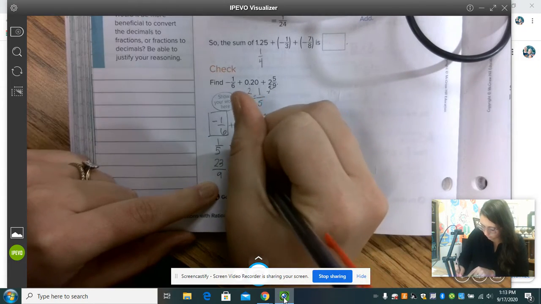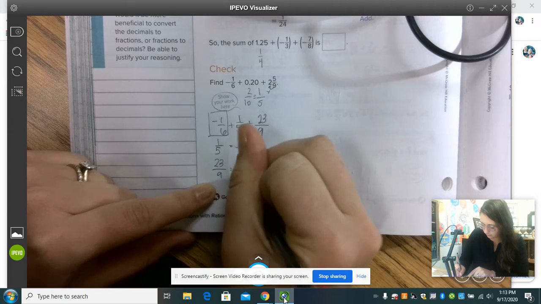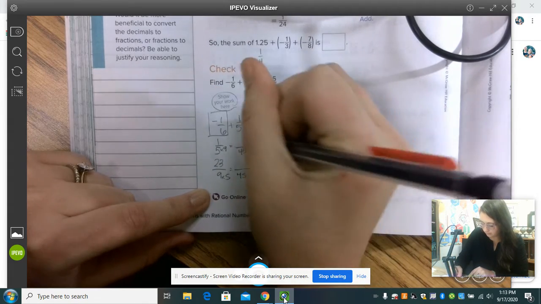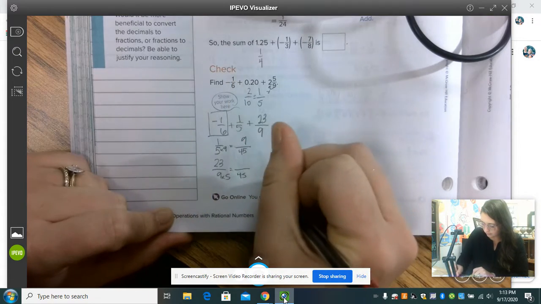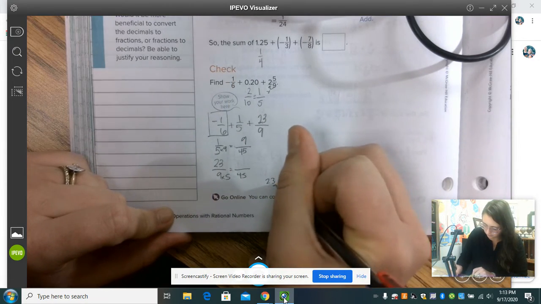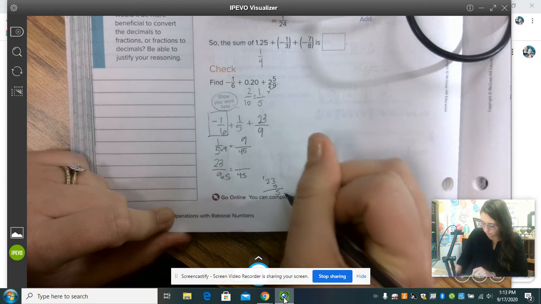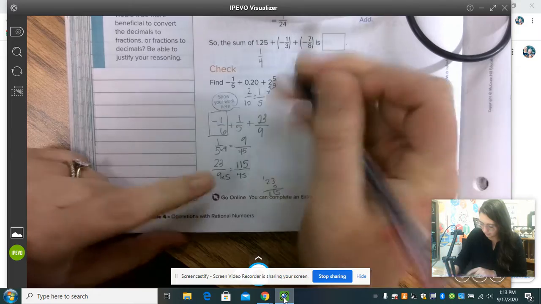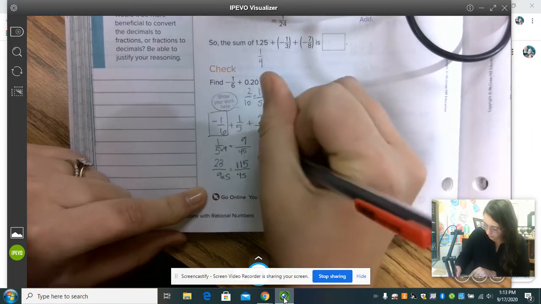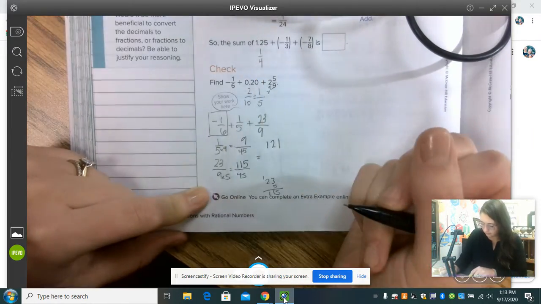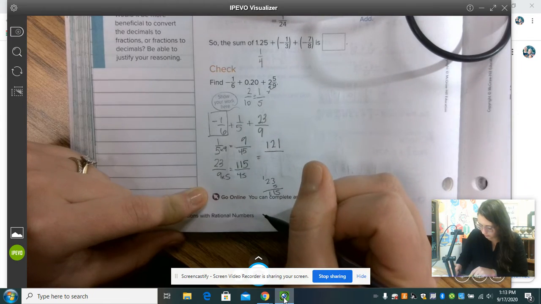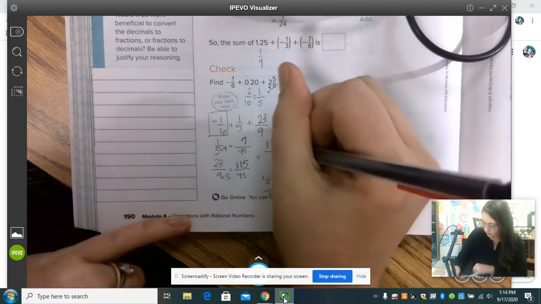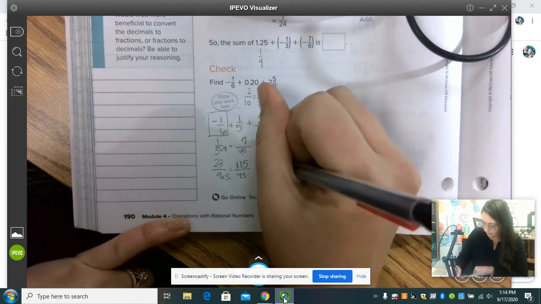9 times 5 is 45. It looks like what we're going to have to use. Okay, so that's going to be 1 times 9 is 9. 23 times 5. 15, carry my 1. All right, when I add these together, that's going to be 121 over, not 121, 124 over 45.